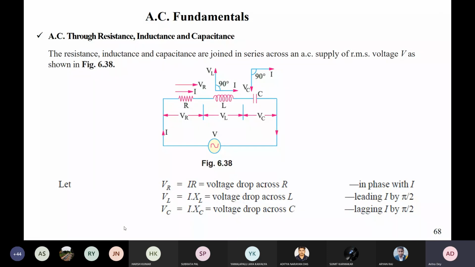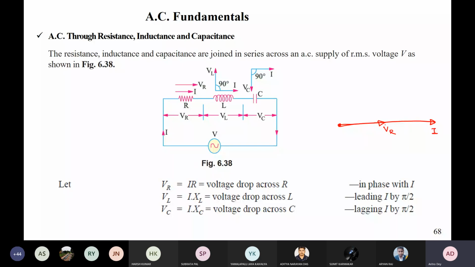So now let us take the case of a series RLC circuit, where we have R, VL and VC. As I told, whenever we draw the phasor diagram for a series circuit, we take I as the reference phasor. Then what is the drop across R? It will be in phase with I. So this is your VR.